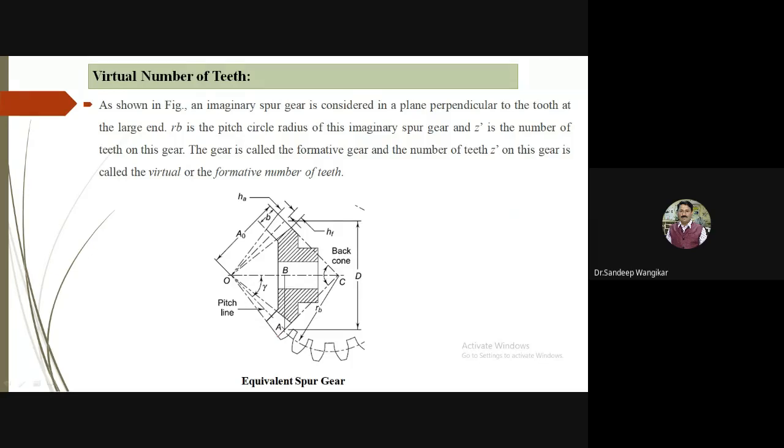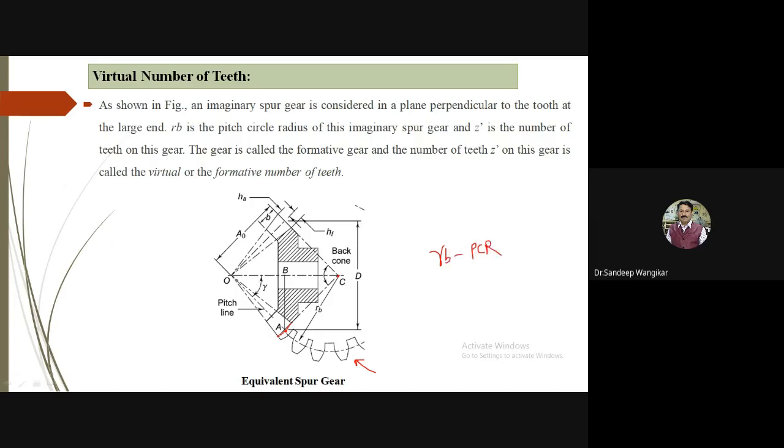Now RB is the pitch circle radius. See here, for better understanding, it is shown how the imaginary spur gear looks. It is the view taken from this side. We have already discussed the distance AC. The distance AC is the cone distance or back cone length, and it is also called the radius. So I can say RB is the pitch circle radius of this imaginary spur gear.